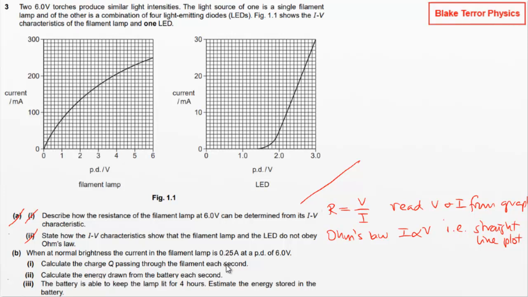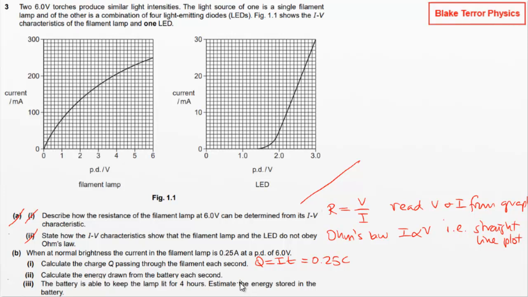When at normal brightness, the current in the filament lamp is 0.25 amps at PD of 6 volts. Okay, calculate the charge passing through the filament each second. Wow, okay, that's a bit GCSE of them. So Q equals IT. Well, in 1 second, we're just going to have 0.25 coulombs.